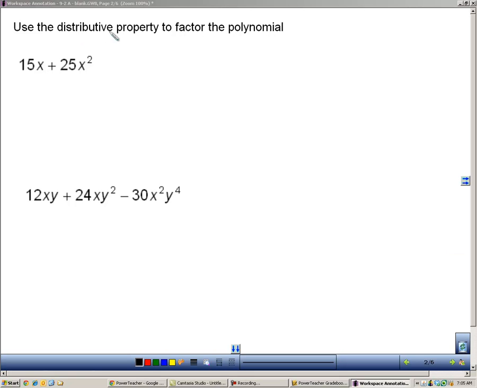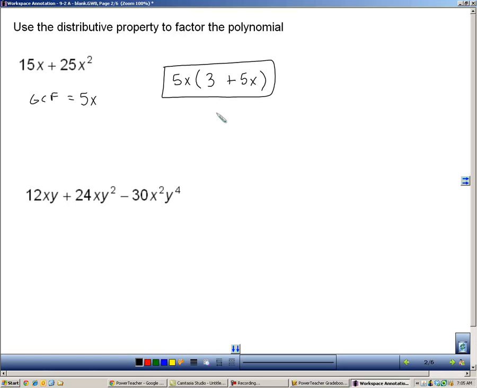Here I'm asked to use the distributive property to factor these. So I've got to figure out what factor will go into 15x and 25x squared. The largest number that goes into both is 5, and the largest number that goes into both letters is x. So that's my GCF, which means I'm going to take that GCF out and figure out what would be left if I factored it out. 5x times what is 15x? And the answer is 3. So if I left a 3 behind, that means I could pull the 5x out. And then if I pull the 5x out of 25x squared, I'm left with another 5x. That's factoring out using the distributive property.